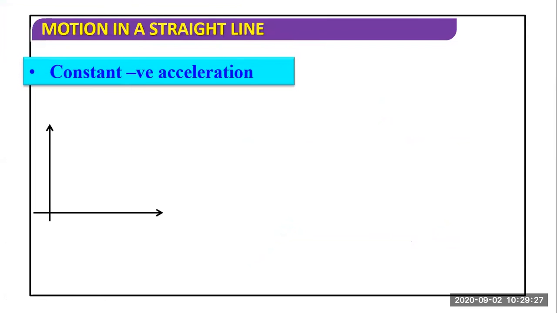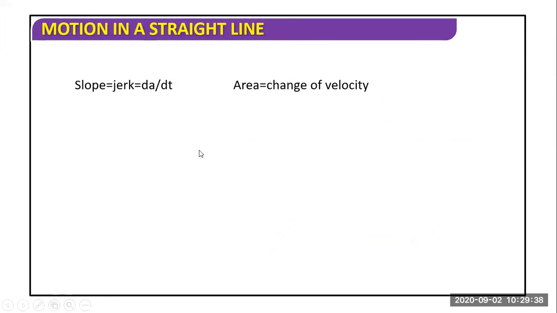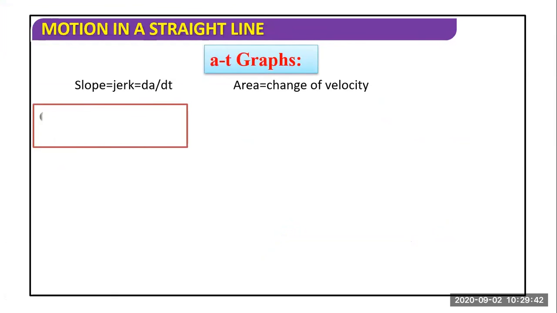Constant negative acceleration. So constant negative acceleration, how will it look like? It will look like this. The velocity is decreasing. And velocity is decreasing to 0 in this particular case. Okay. Next we will see acceleration time graph.